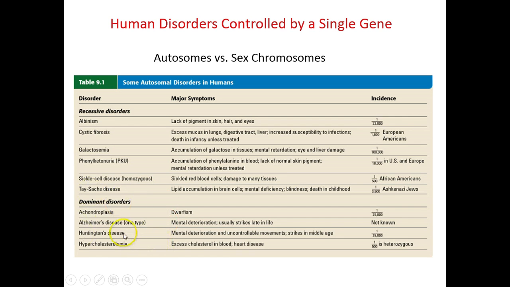Dominant disorders include achondroplasia, Huntington's disease, and hypercholesterolemia. And in these disorders, a heterozygous or a homozygous dominant individual will have the disorder. For example, if you are of normal height and you do not have dwarfism as a result of achondroplasia, then what that means is that you are homozygous recessive.